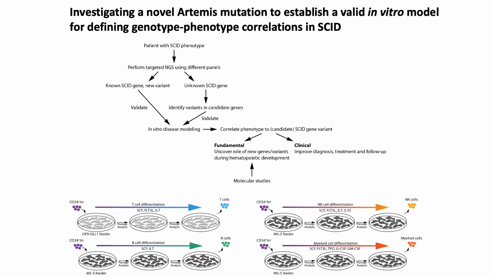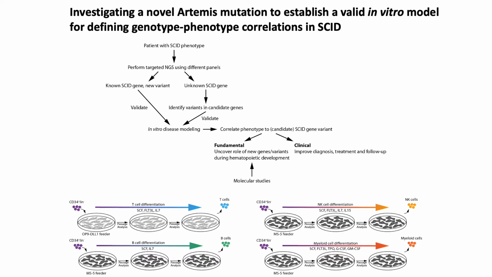SCID, or severe combined immunodeficiency, is a life-threatening immune disease caused by an increasing number of genetic defects. These patients suffer from opportunistic infections as a result of an abrogation of T lymphocyte development and/or function, in which B and NK cell development and/or function might be affected as well. Therefore, SCID is characterized by a heterogeneous spectrum of both genotypes and phenotypes, which often complicates the diagnosis of SCID.